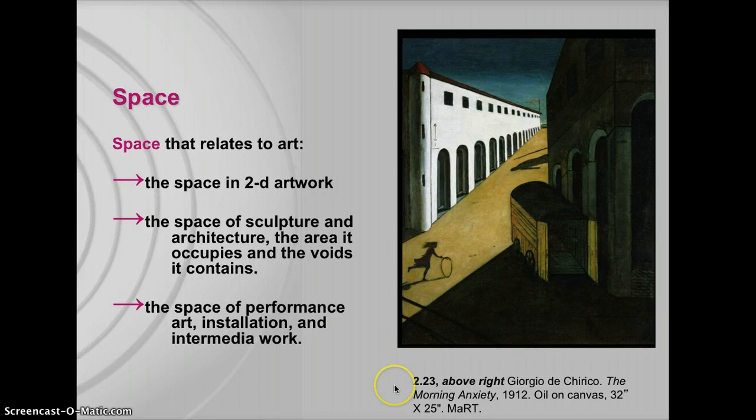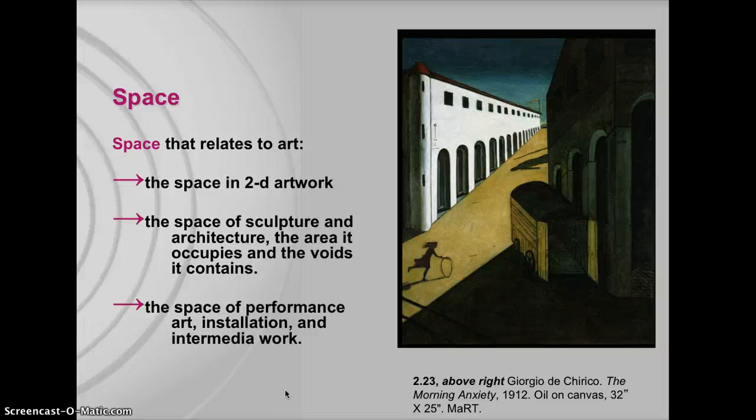So space. Space is when we're able to depict the illusion of space, and it can be deep or it can be shallow and it can be flat. And space can be occupied by colors, by lines, by different media, and with collage, the space might be defined by the interaction of those collage pieces.